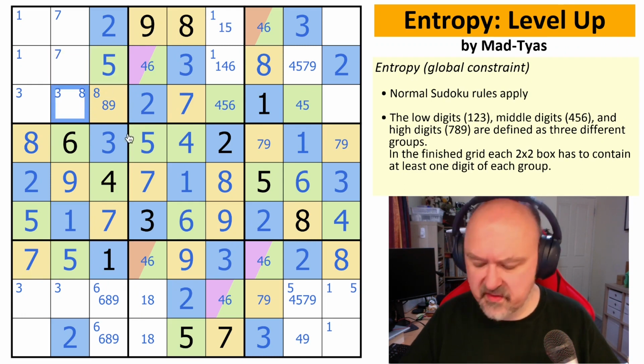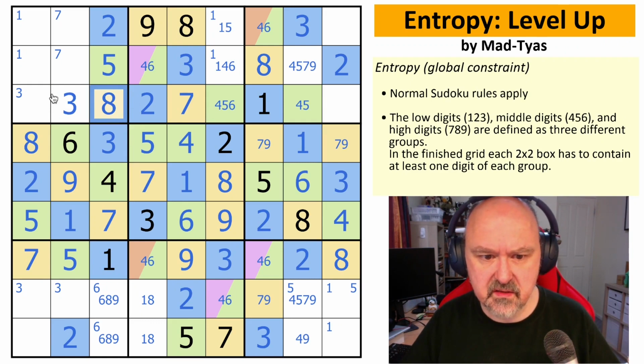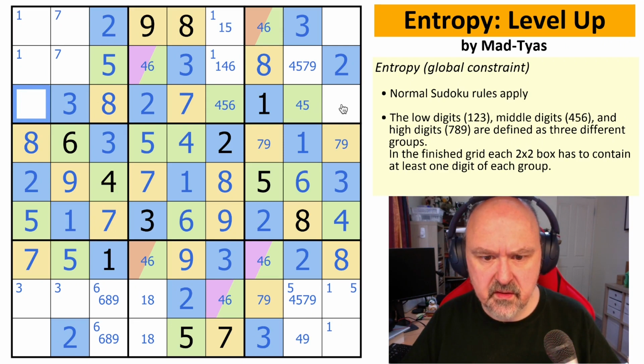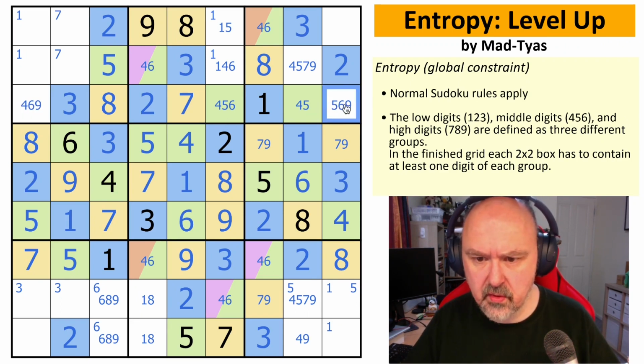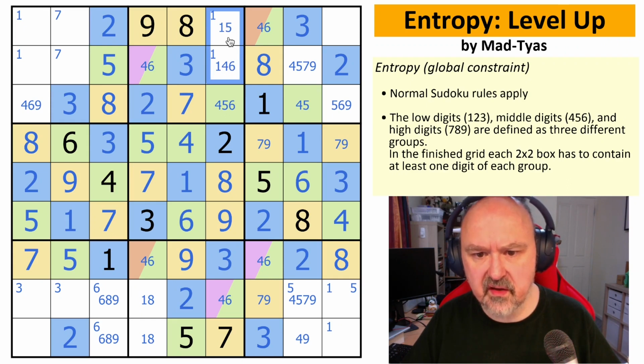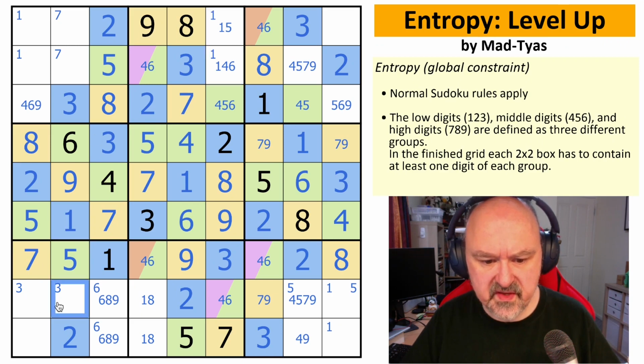Oh, I need to put a blue in here. This is the 3. This is the 8. This is not the 3. This is 4, 5, 6, and 9. That is not 5. That is not 4. So this is going to be 1 and either the other green. This is not the 3 anymore.